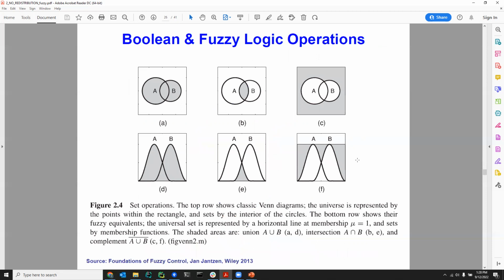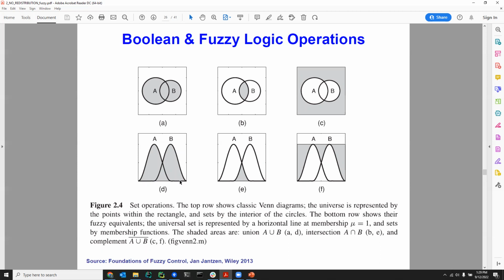Boolean and fuzzy logic operations, you have some of the same operations like conjunction and disjunction. You also have the complements. We'll talk about these a little bit more later, but the idea is that you have the same sorts of operations. So in this case, conjunction. Sorry, A or B. This is what you would have in the Boolean sets in this visualization.